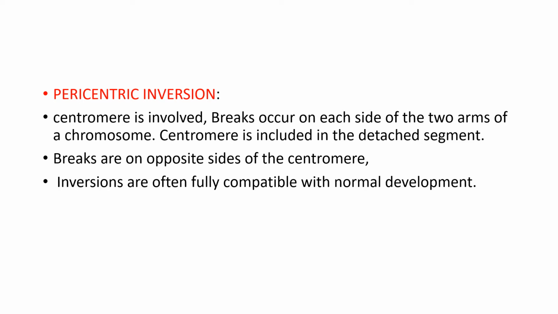In pericentric inversion, centromere is involved. That is, breaks occur on each side of the two arms of a chromosome. Centromere is included in the detached segment. That is, breaks are seen on opposite sides of the centromere. Inversions are often fully compatible with normal development.